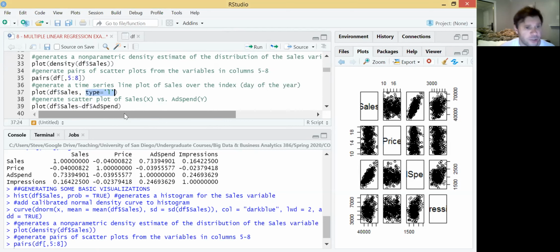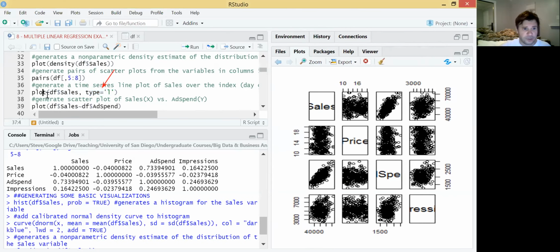Again, you can use a question mark in front of that plot function to pull up the help documentation to see all the different aesthetics that you can control about this function by feeding it different arguments. Let's go ahead and just run this function so you can see what the sales time series plot looks like. It looks pretty messy.